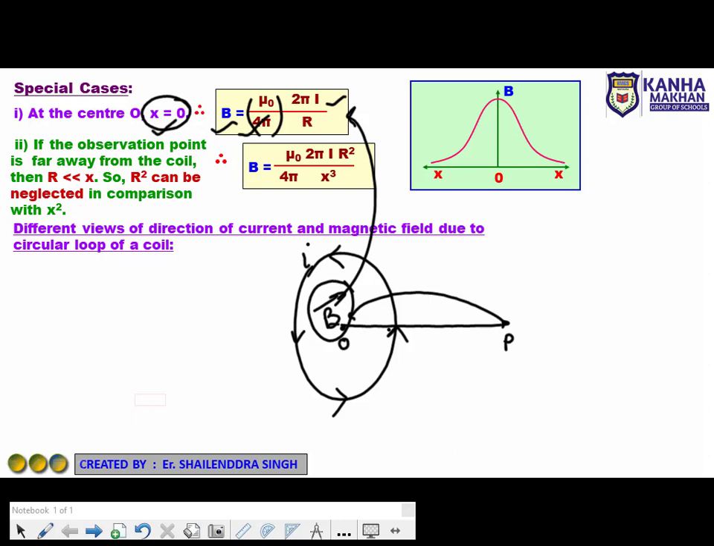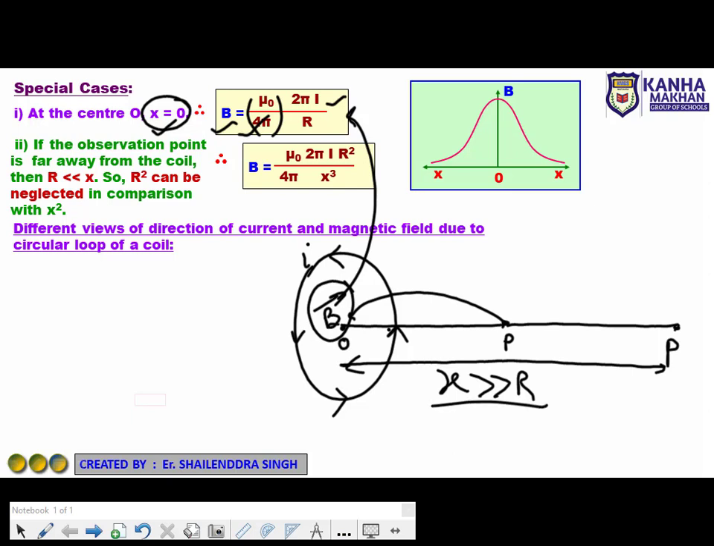And suppose this point P is very far from the loop. Meaning to say, x is much greater than the radius of the loop, then you will neglect the radius, r becomes 0. So, therefore, you will find the next formula with respect to that particular situation. You know very well, mu naught upon 4 pi, 2 pi I r square divided by x cube. How will we get it? You know, r square equals 0, just putting the value of the radius as 0 in the previous formula.